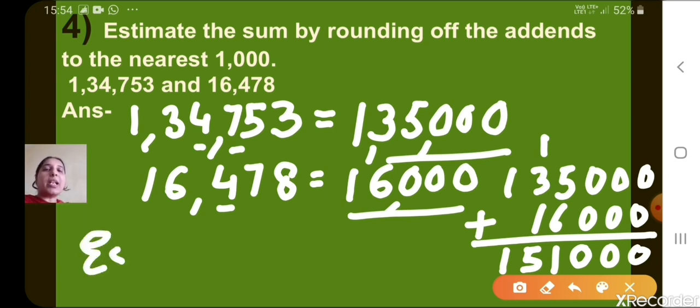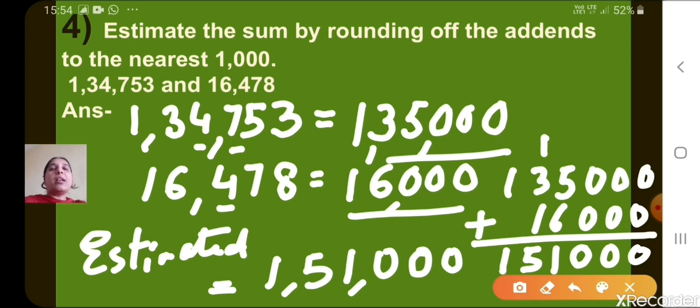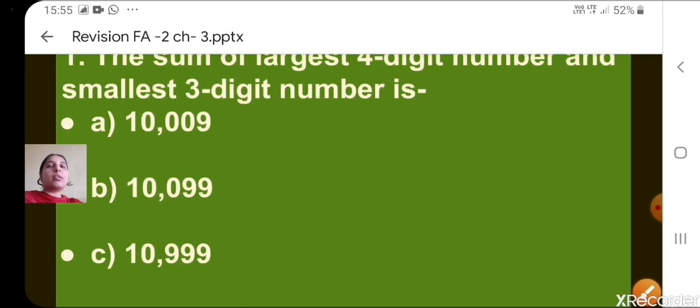So estimated sum here, estimated sum will be 1,51,000. Got it, children? What we have done here? First we rounded off the addends to nearest 1,000, and then we added the round off of the given numbers to get the estimated sum here. Okay? Now let's move to the next question.